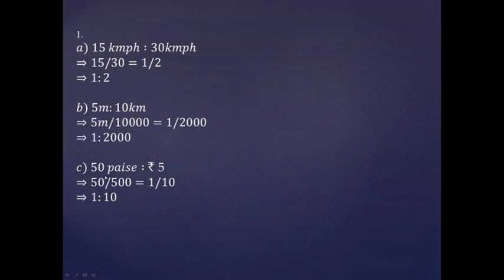In the same way, in question number C, 50 paise is to rupees 5. In 1 rupee, there are 100 paise. Everybody knows it, no? So 5 rupees will become 500, and it becomes 50:500. Then if you cut it down by 50, it will become 1 by 10. So as a result, we have found it as 1:10.